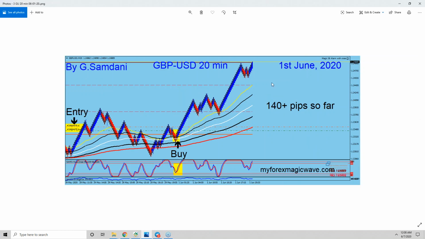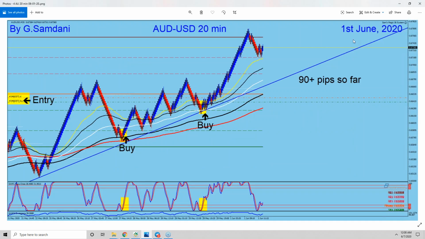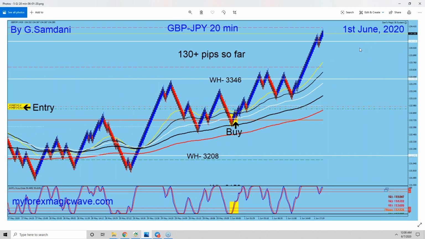Now, this is just the opposite, going to the upside. This is a buy order here on June 1st, 140 pip. June 1st, Aussie USD. This was the trade, and this is the entry I'm showing here. Buy right here, the second entry trade, 90 pip. This was on the 27th of May, actually. And this one again, Pound Yen on June 1st, 130 pip.